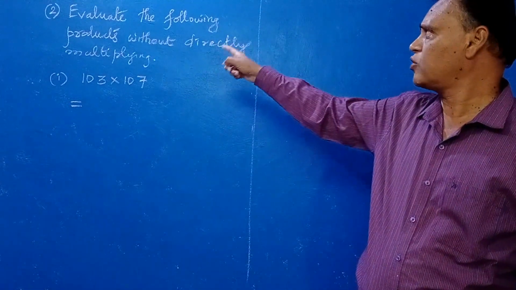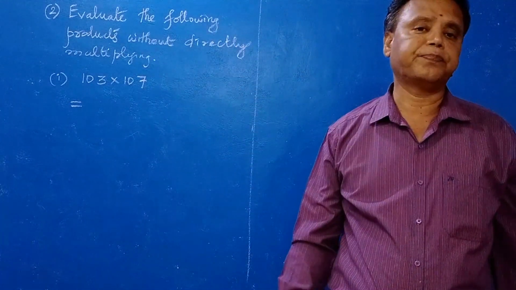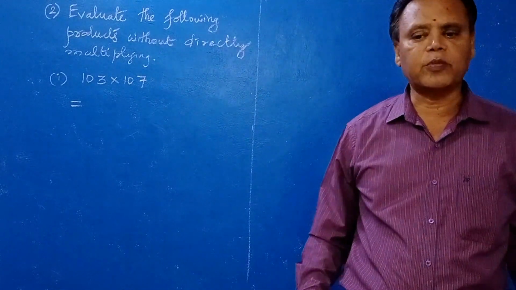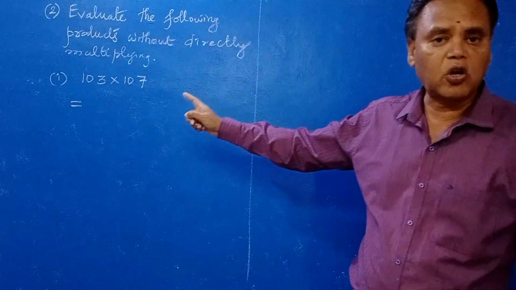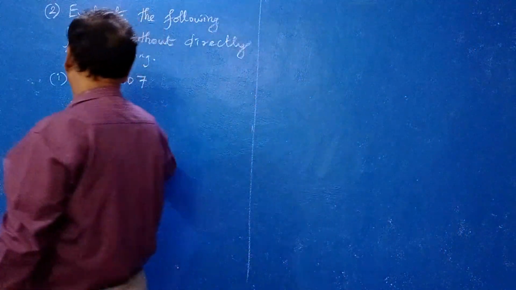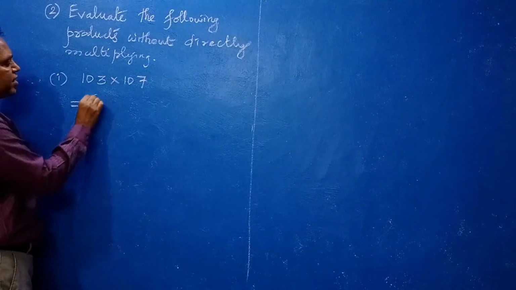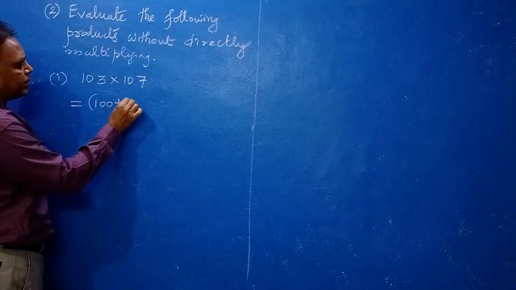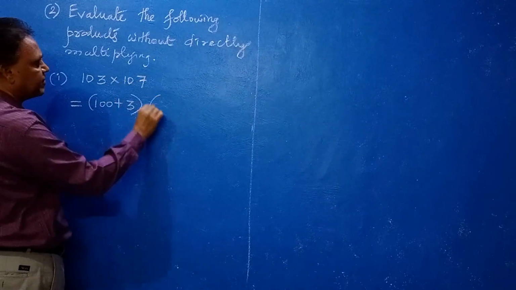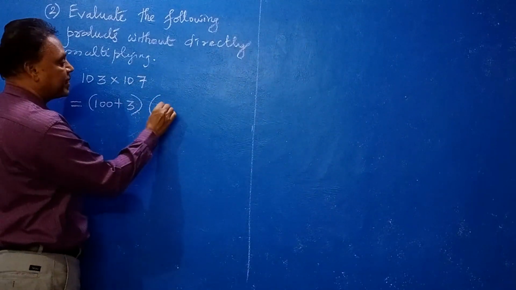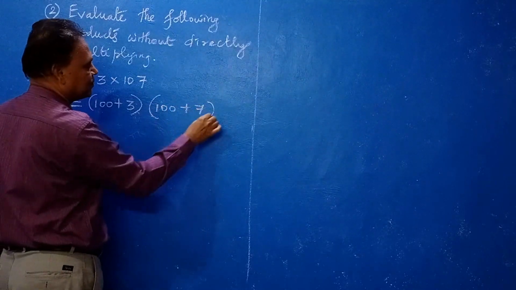You see your next problem. Evaluate the following products without directly multiplying. That means you have to use suitable identities. Clear? So this 103, how will you write? 103, you can write it as 100 plus 3. 107, how will you write? 107, 100 plus 7. Right or not?